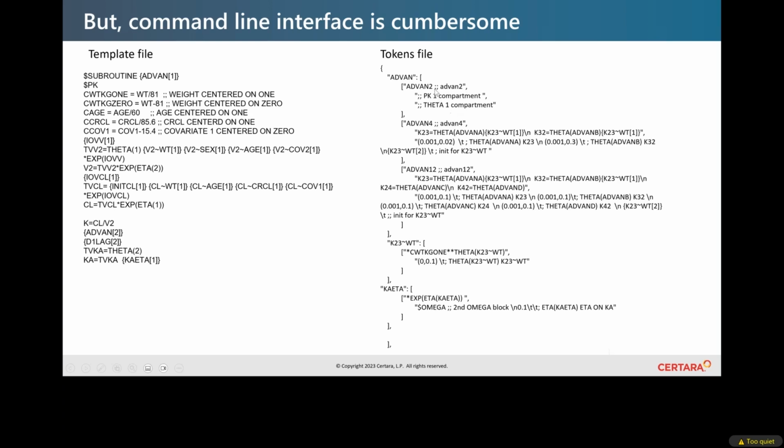Is it admin 1 or is it admin 2 in this case? And this tokens file is complicated and unforgiving. It's a JSON formatted file. All these curly braces and quotation marks and colons and square braces and commas all have to be in the right place. It ignores white space, which means that, for example, if you want a new line, which you do in NONMEM, you have to explicitly put in a \n to get a new line. Not very user-friendly at all.